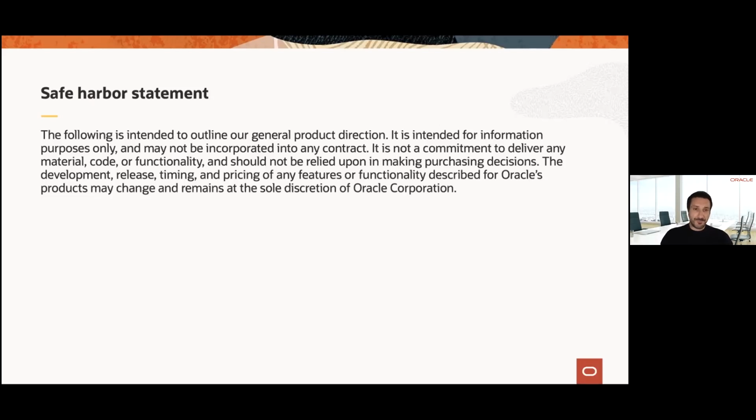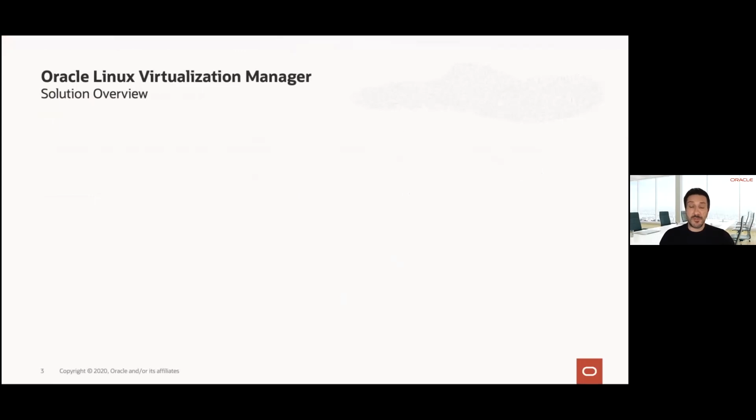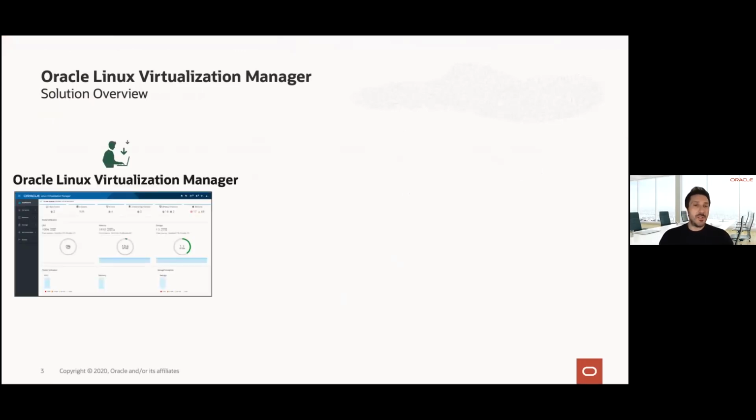So let's immediately start with a very quick overview of Oracle Linux Virtualization Manager. As you can imagine, Oracle Linux Virtualization Manager is the management solution for the Oracle Linux KVM hypervisor. At Oracle, we started to work on this solution around 3 years ago. It's a solution built on an open source project named oVirt. And today, this is our enterprise management solution for Oracle Linux KVM or for KVM hypervisor.